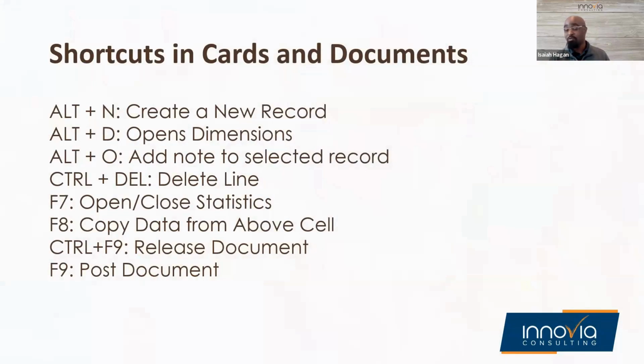Alt N creates a new record. Alt D will open dimensions. Alt O will add notes to selected records. Control Delete will delete a line. F7 will open and close the statistics box. F8 copies data from the above cell. Control F9 releases the document, and F9 will post the document.